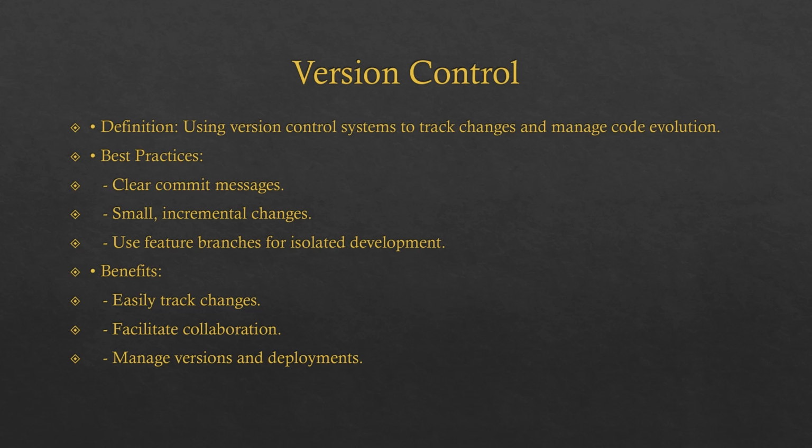Now, let's talk about version control. Version control systems like Git track changes to our code base, allowing us to manage and revert changes as needed. Best practices for version control include writing clear commit messages, making small incremental changes, and using feature branches to develop isolated features.